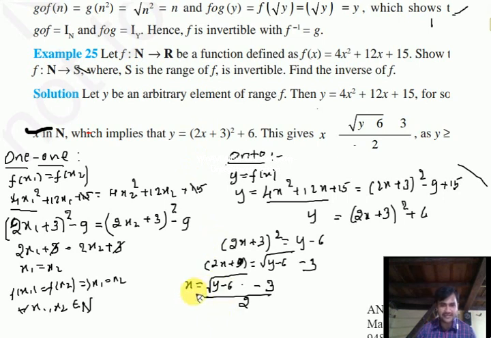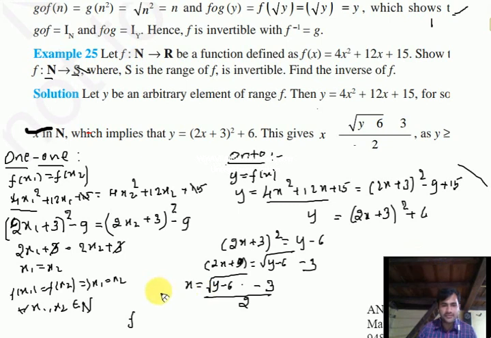That's why I've considered these steps. Therefore, x is nothing but f inverse of y. Therefore, to prove f inverse as onto, for all y belonging to this S, there exists x belonging to N such that y is equal to f of x. Hence it is onto, hence it is bijective, hence it is invertible.